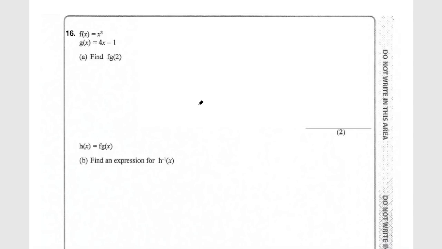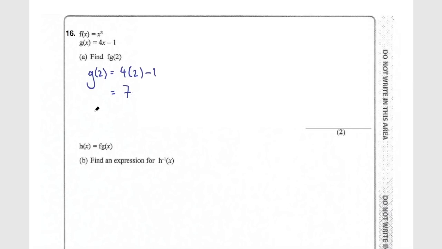Question 16 says f of x equals x cubed, g of x equals 4x minus 1, and part A says find f g of 2. So this is basically saying substitute g of 2 into f of x. So first we need to find g of 2. So that's going to be 4 times 2 minus 1. So I've taken this function, substituted 2 into it to get g of 2. So that's going to be 8 minus 1, that would be 7.